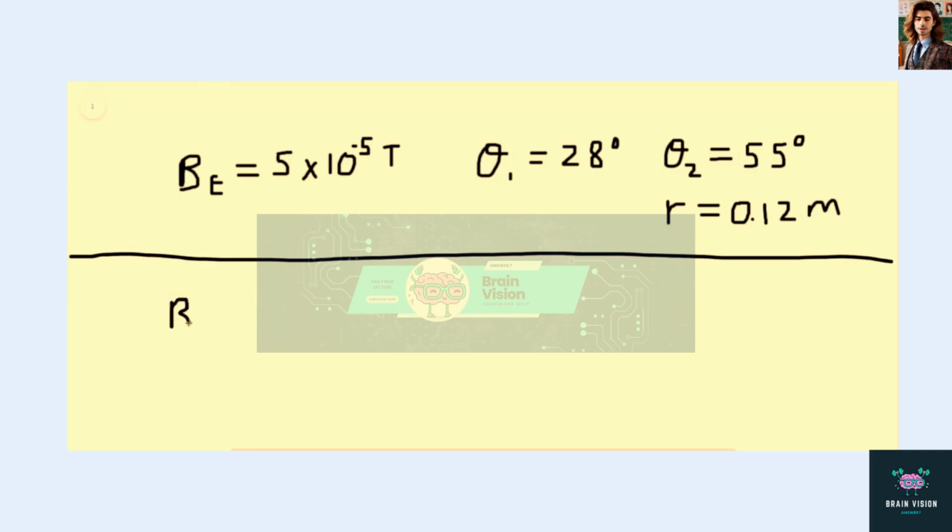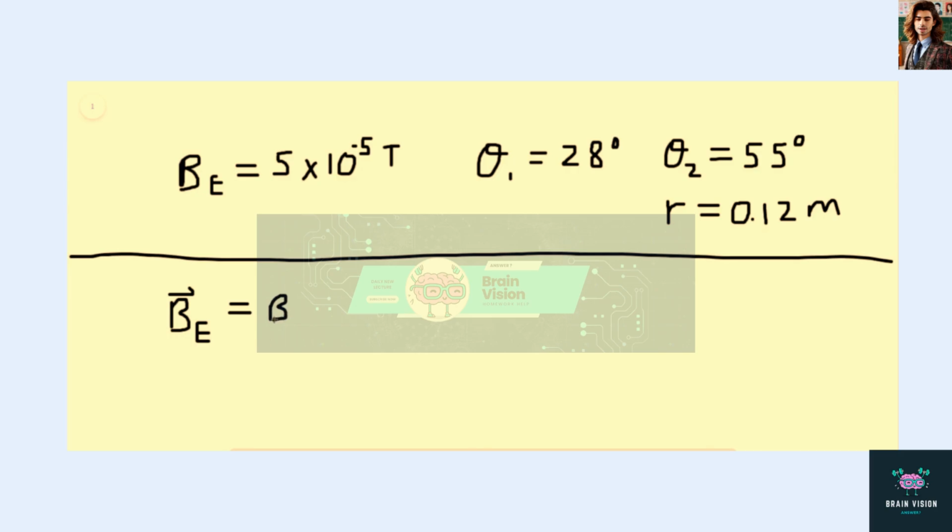The magnetic field of Earth is 0.5 times 10 to the minus 4 Tesla, or 5 times 10 to the minus 5 Tesla, however you prefer to write it. And we're asked to find the current in the wire. So the first thing I'm going to do is write out the vector for the magnetic field of Earth, as well as the magnetic field of the wire. So B sub E is going to be equal to B.